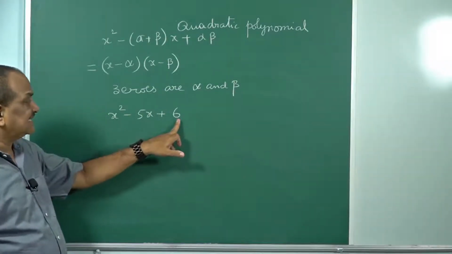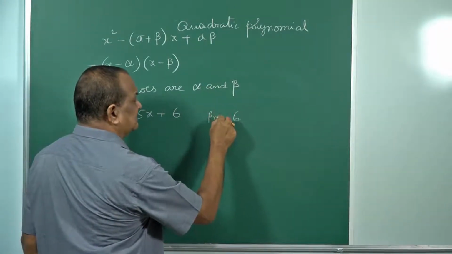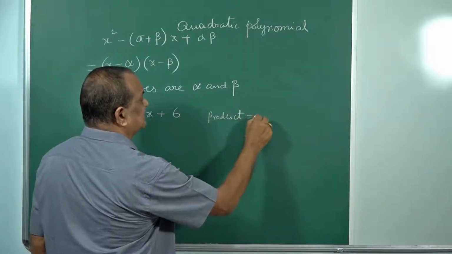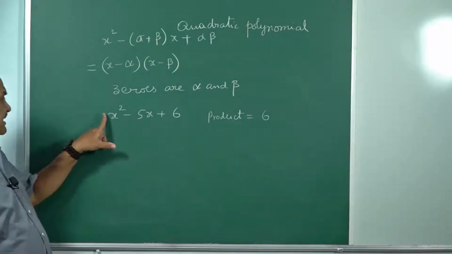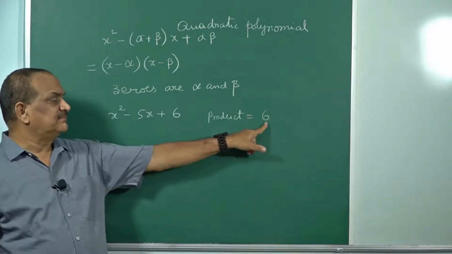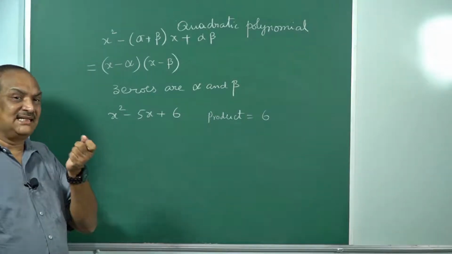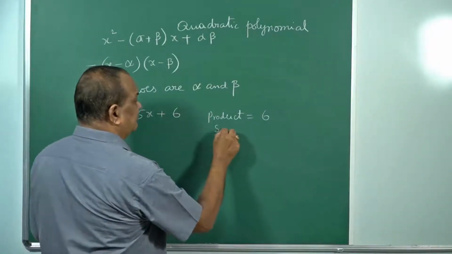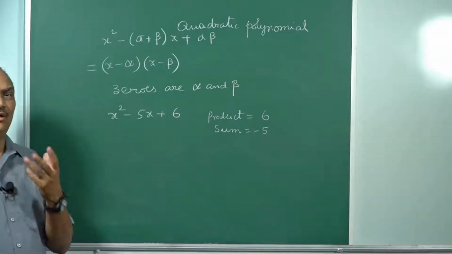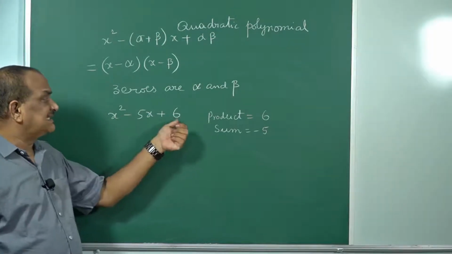1 times 6, you write here 6, meaning the product is equal to 6. I repeat, this is 1 and this is 6. You have to multiply these two, write here 6. And the middle term, whatever you have, that is the sum. Sum is minus 5. Now you have to guess two numbers in such a way that the sum is minus 5 and the product is 6.